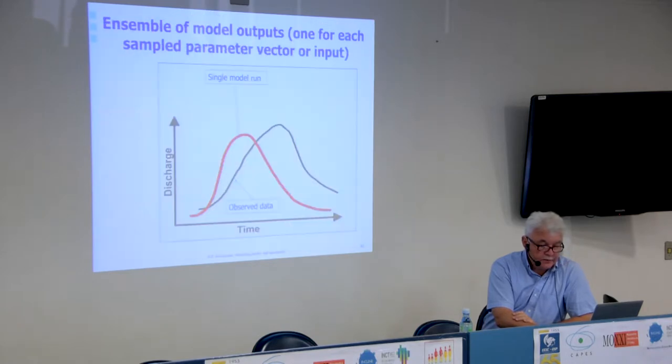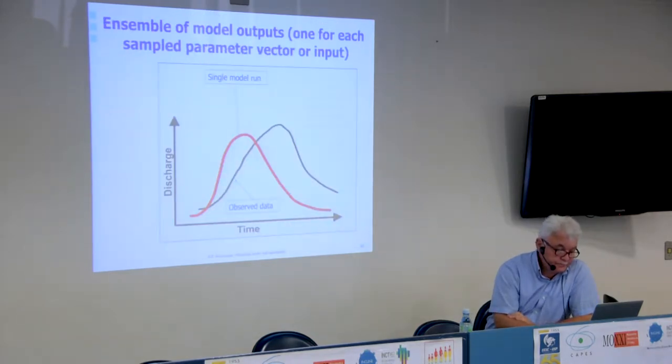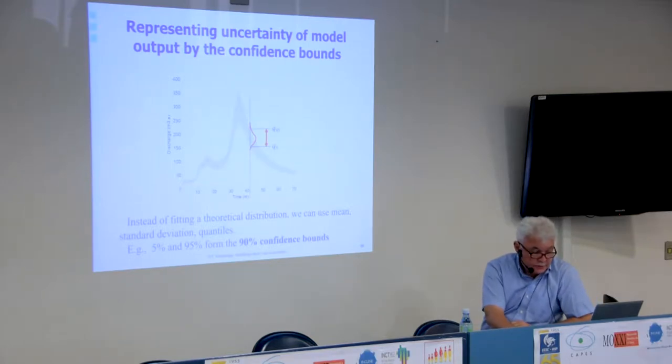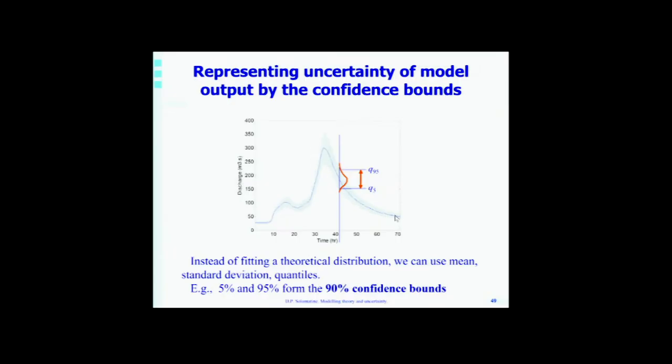I would like now briefly to repeat what we did in the end. So, in the end, if this is discharge deterministic output, the thin gray line, the gray interval is formed by plotting for every time step the 90% interval confidence bounds.